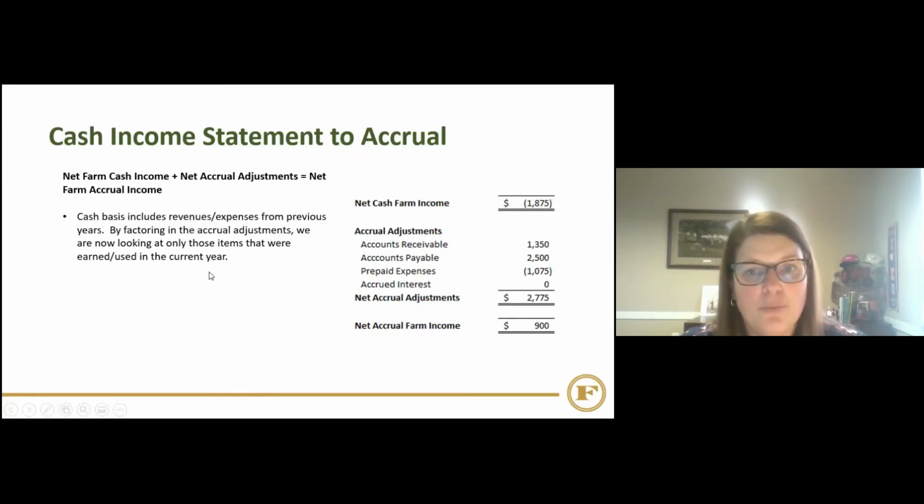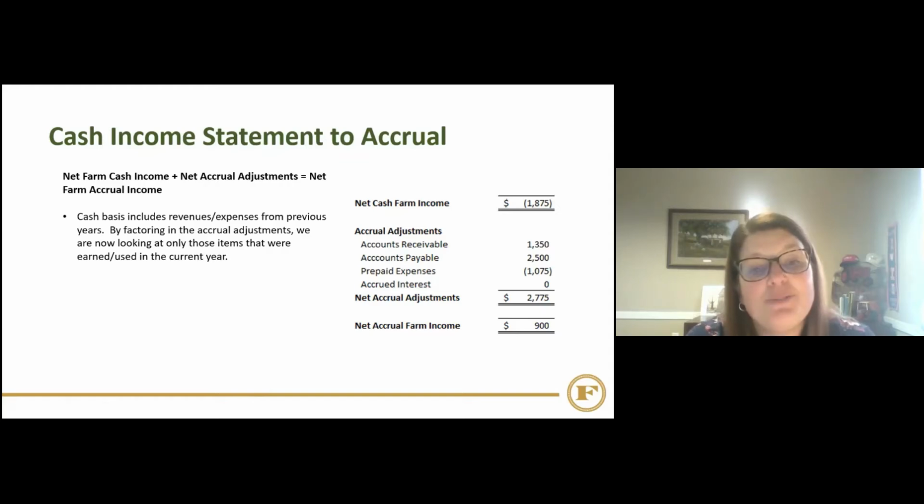So when we look at that, we're looking again at only the stuff that we used or earned in 2021. There's no carryover from 2020. There's no prepaid expense for 2022 included. In the case of TLC Farms, they did make money from their 2021 operations. Their farm activities gave them a net farm income accrual of $900 profit.